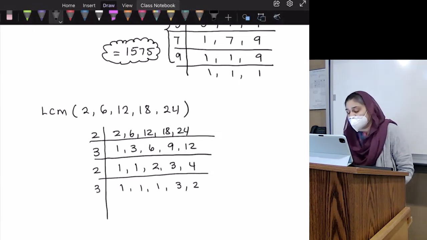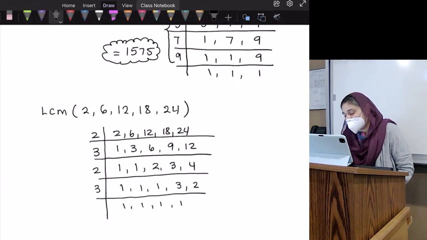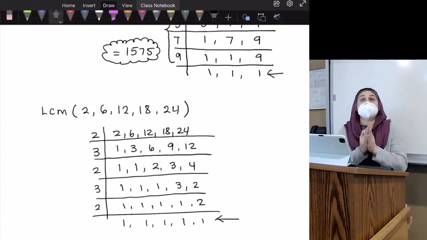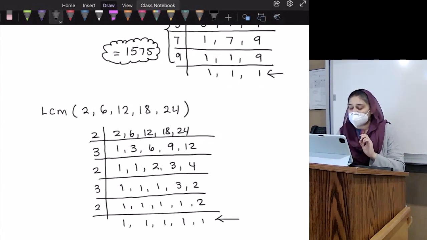So I can just do 3. It doesn't divide on anything else except this one number, and then the 2 at the end, right? And then make sure every time you do the LCM, your last row should all be ones. Got it? And then what's the last step?